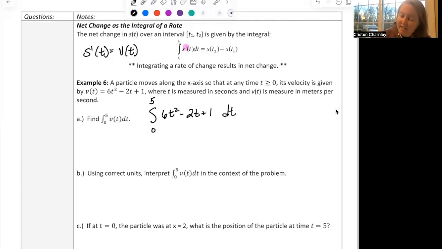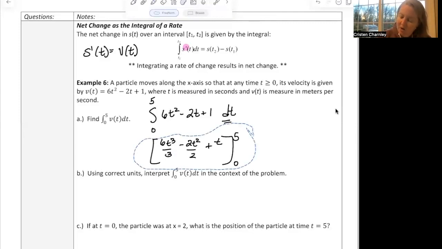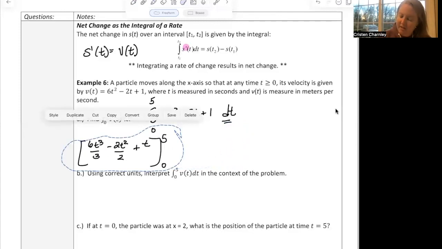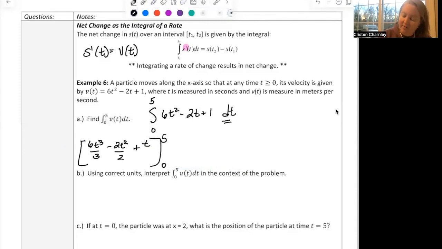Now we're going to find the antiderivative. This would be 6t to the third over 3 minus 2t squared over 2 plus t, not x, because we're dealing with the t variable. You don't need the plus c. These are my boundaries, 0 and 5. By the fundamental theorem of calculus, what do we do next? We're going to put in those boundaries. Which one do we put in first? The top. I always put the top one in first.